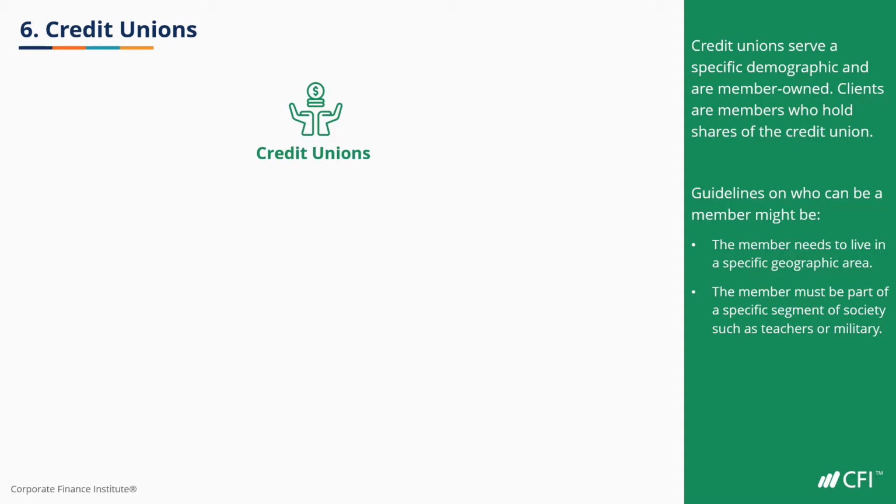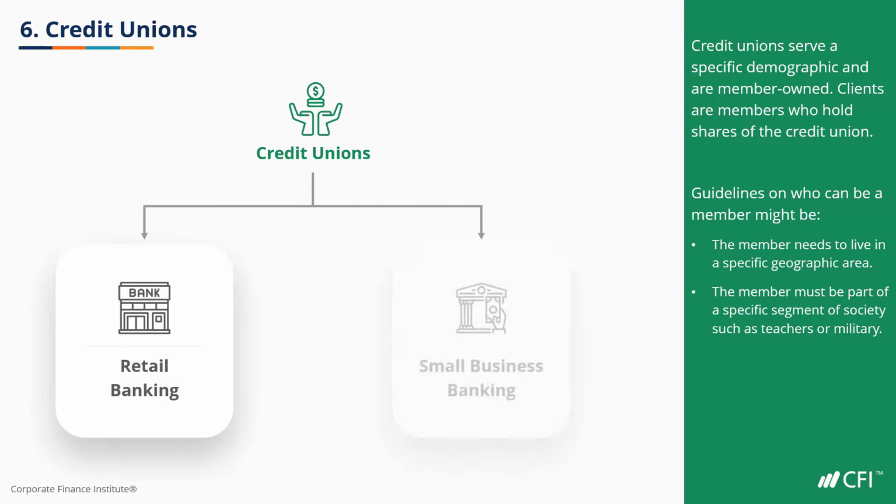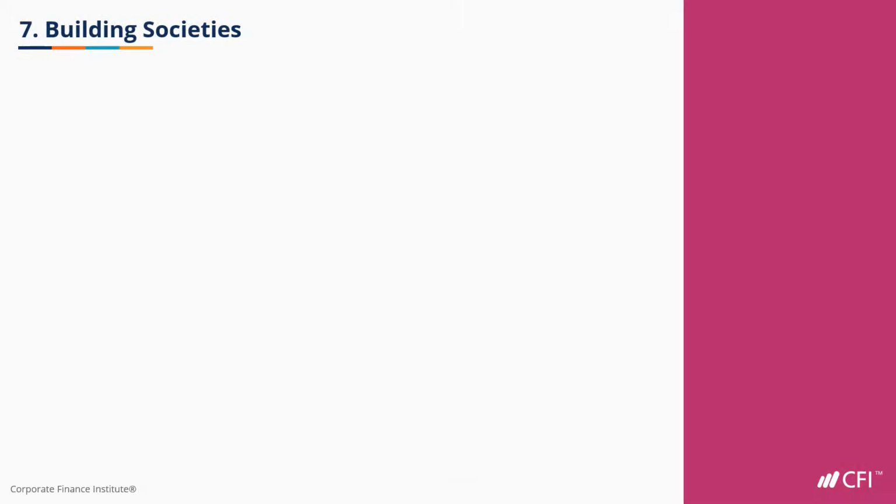While products offered are the same as those from banks, credit unions are owned by their members and operate for their benefit. Although credit unions primarily provide retail banking products and services, they do also tend to offer small business banking products and services as well, much like community banks. And some very large credit unions will also offer commercial banking services.